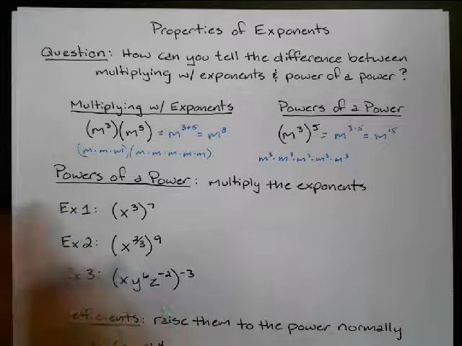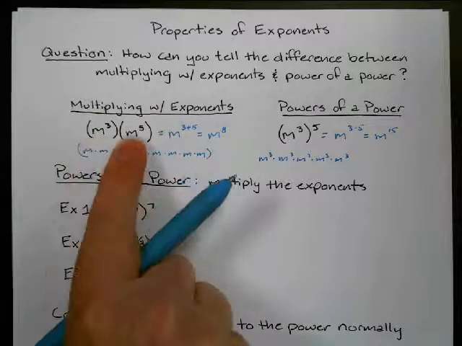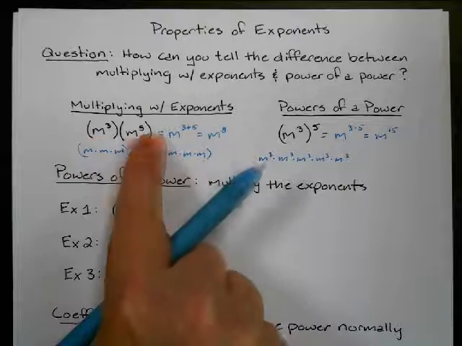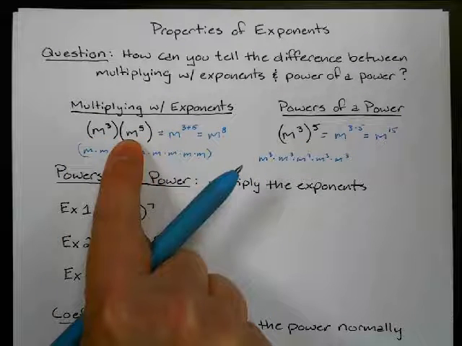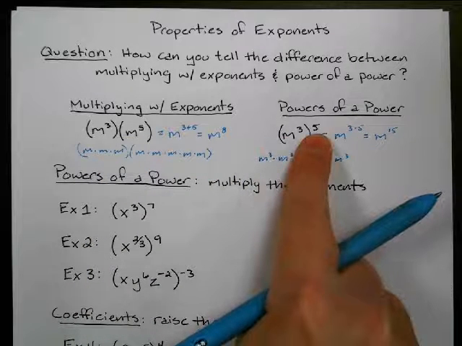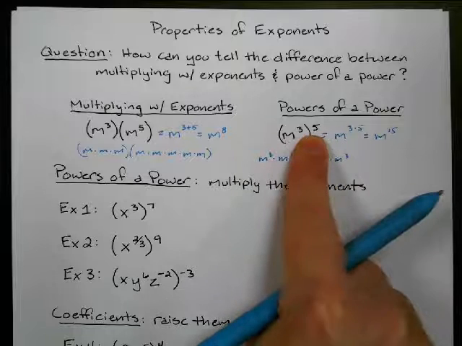Now, how are you going to tell the difference between these two? Well, I notice when I'm multiplying with exponents, I have bases with both of the exponents. The 3 has a base of m, and the 5 has a base of m. But over here, the 3 has a base of m, but 5 does not have a base of m. So that's really the big hint.